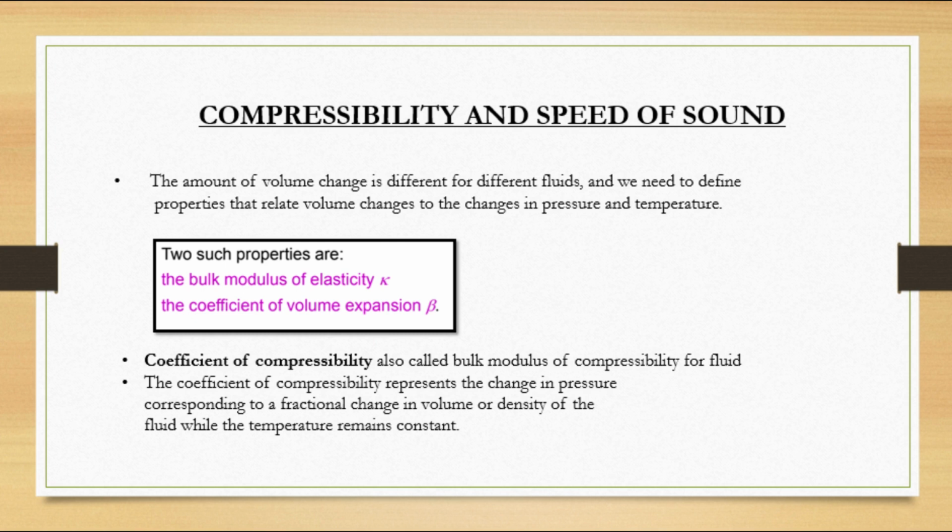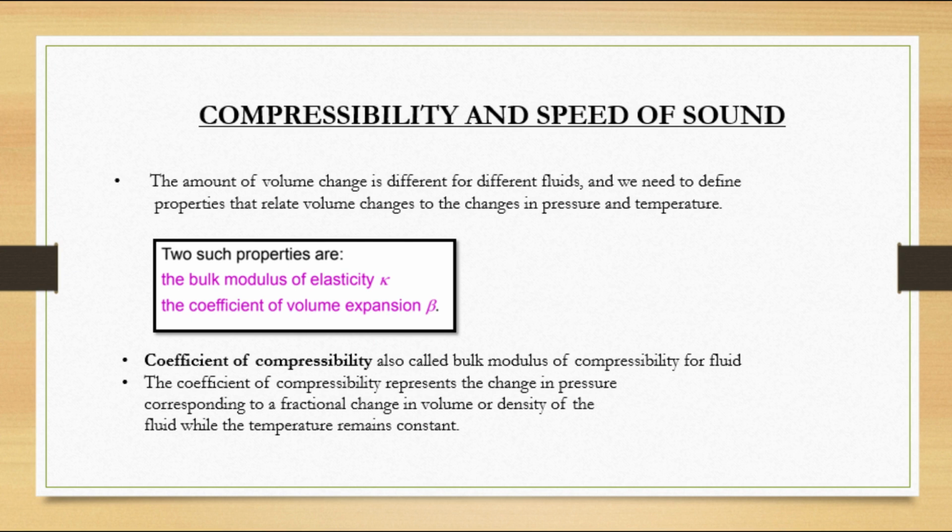compressibility and speed of sound. The amount of volume change is different for different fluids, and we need to define properties that relate volume change to the changes in pressure and temperature. We can divide the properties into two, which are the bulk modulus of elasticity and the coefficient of volume expansion.